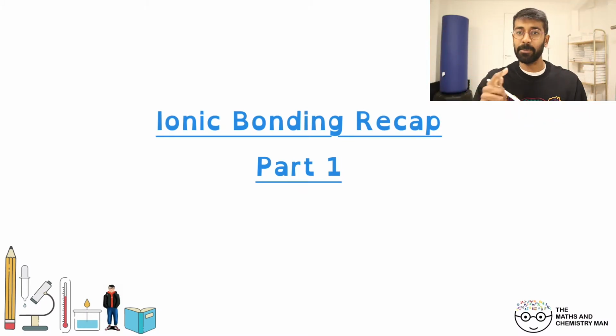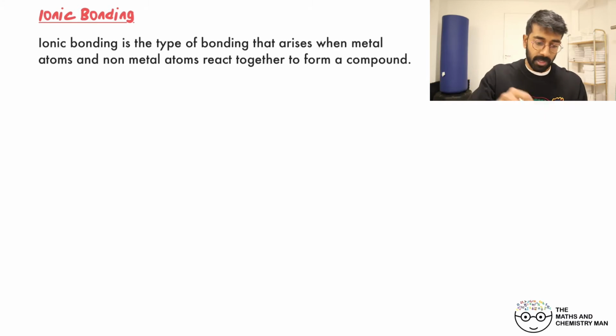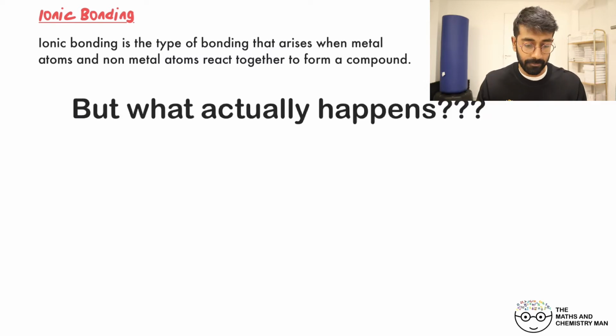It is ionic bonding time, and we're looking at a quick recap of the whole topic of ionic bonding in general. So this is part one. Let's get going. Now, ionic bonding, what is it? Well, it's the type of bonding that arises when metals and non-metals react together to form a compound. But what we need to do is look at what actually happens, right?